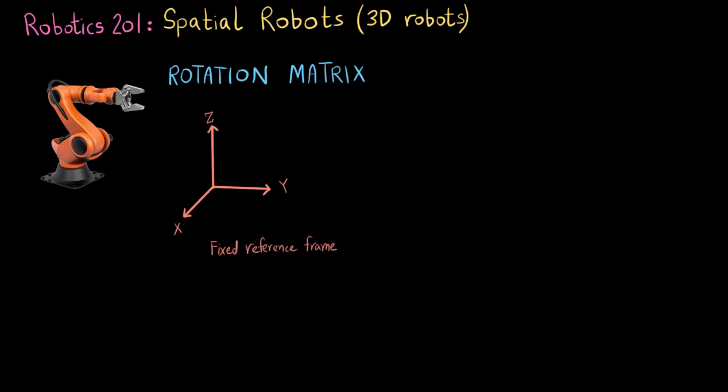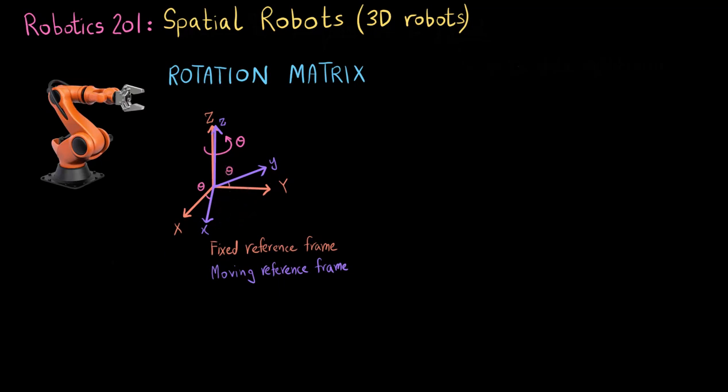So what is a rotation matrix? Allow me to explain. Let's say we have a fixed reference frame as drawn here, and we have a moving reference frame which is drawn in purple. And we can see that we can obtain the moving reference frame with respect to the fixed reference frame by a rotation about the z axis of an angle, let's say theta. So this angle would become theta, and so would this angle be theta.